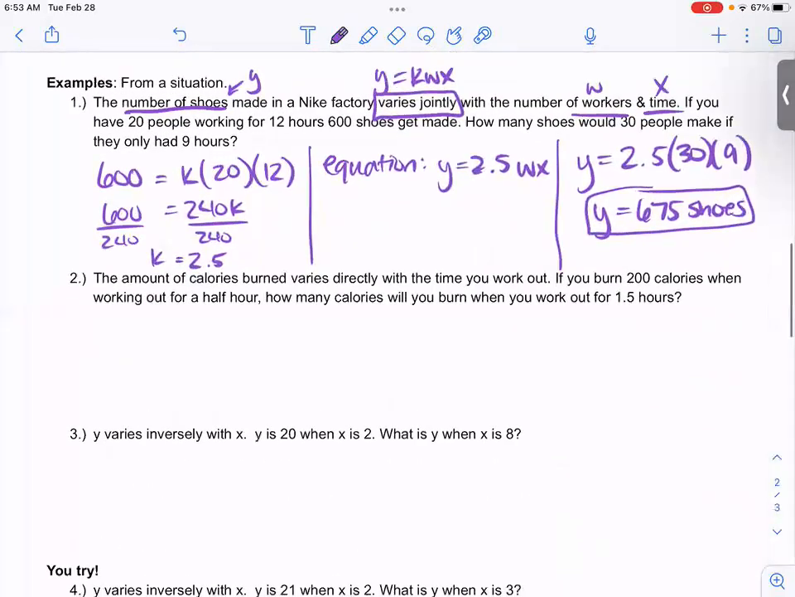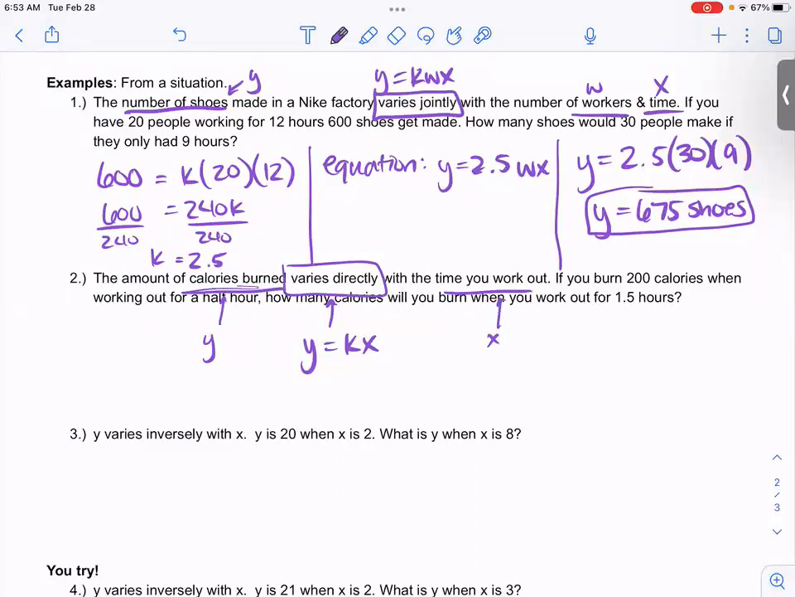You'll notice in the next example, the amount of calories burned varies directly with the time that you work out. So varies directly would refer to Y equals KX. Again, going back to the chart on the first page. So again, calories burned is going to be our Y value, and time you worked out is going to be your X value. So we can start to create an equation within the example that helps us find K. Once I find K, write my equation, solve for the missing variable.